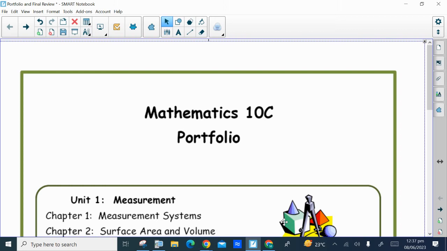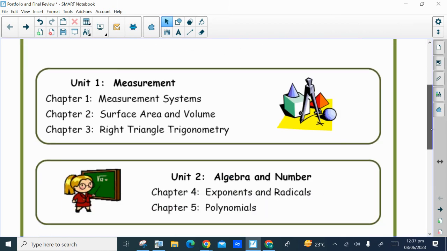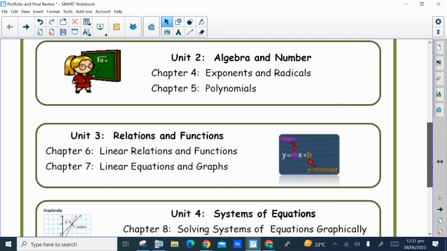So we're going to start going through this review portfolio today, and we're going to go in the order that we did the course, which means we're going to start with algebra and number.